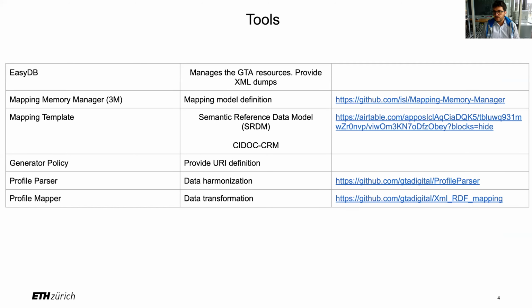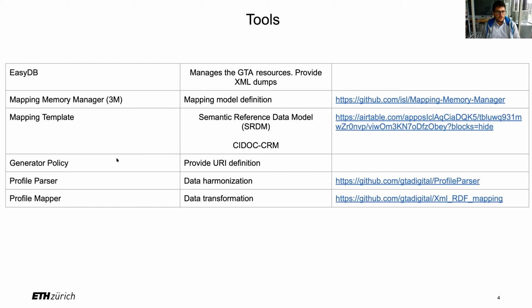The tools we are using, first of all, are the EasyDB platform to manage all the records for the digital record, and 3M, the mapping memory manager tool, to transform and to implement our mapping schema. The mapping template, the semantic reference data model, is a standard mapping template used to define the main entities in our knowledge graph, built on top of CIDOC CRM ontology. For us, I think it is one of the most important elements since this mapping template gave us the opportunity to be interoperable with the rest of the world.